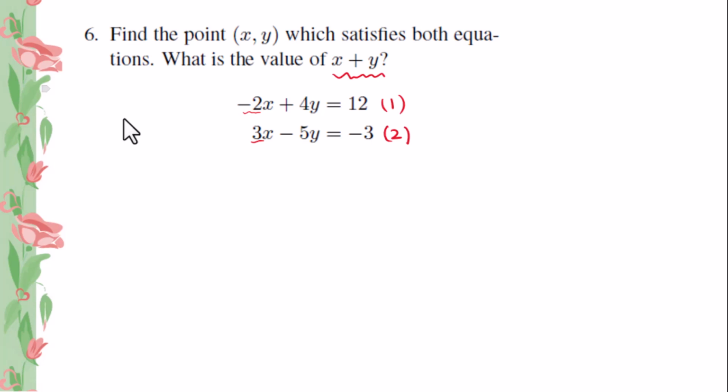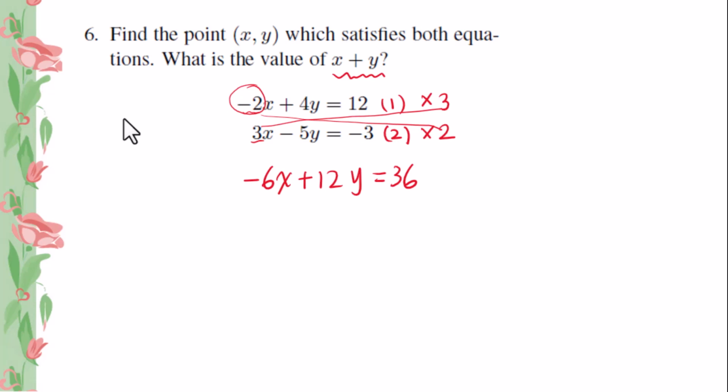Since 2 and 3 are small numbers, try to get rid of x. For the first equation, multiply by 3. For the second equation, multiply by 2, not -2. Always multiply by a positive number so that we will avoid mistakes. -2 times 3, -6x. +4 times 3, plus 12y equals 12 times 3, 36.